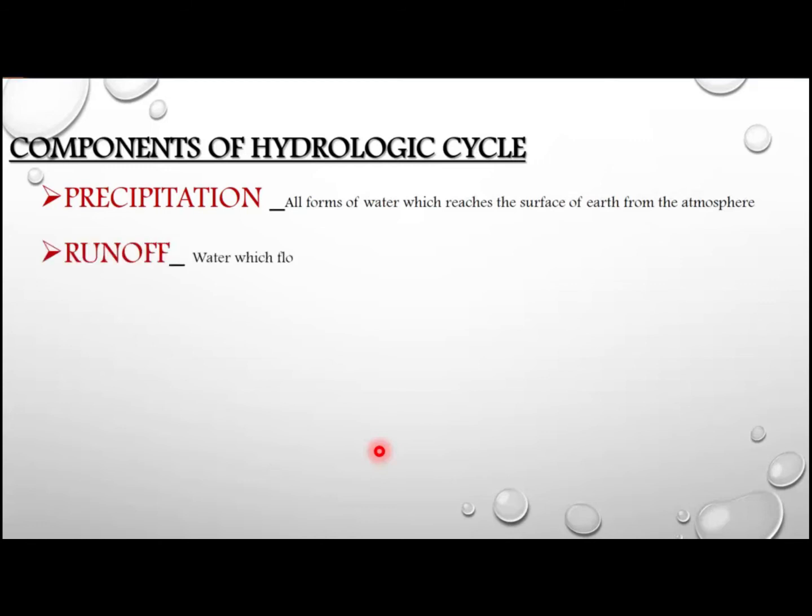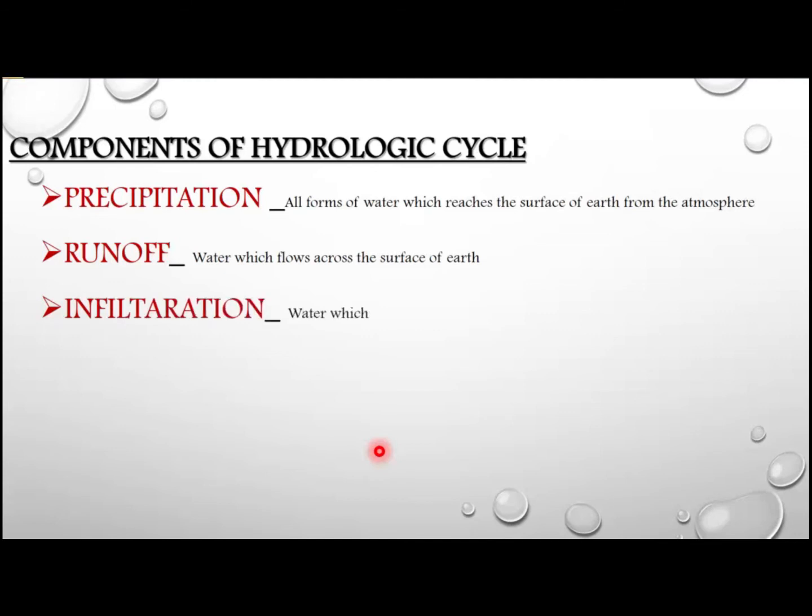Next component is runoff. Runoff means once the water reaches the surface of earth, it can get infiltrated to the surface or it can flow across the land surface in the form of runoff. The amount of runoff that results from the precipitation depends upon the forest area, the slope of the land area, the storage components that exist in the land area, etc.